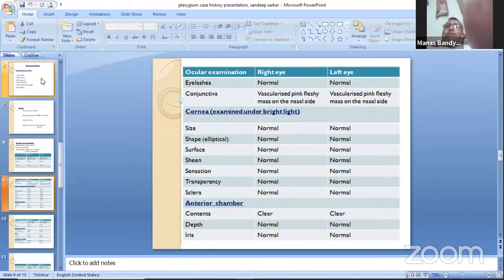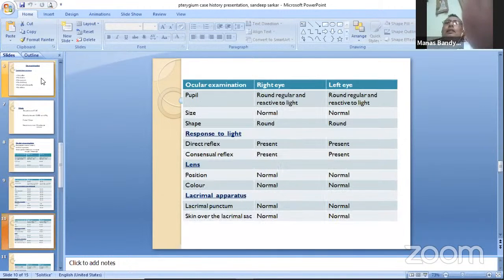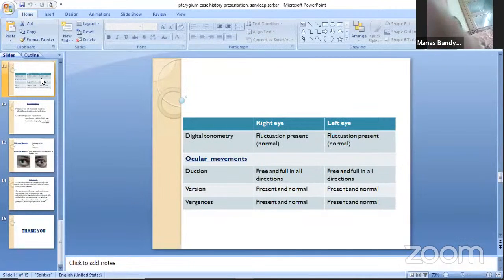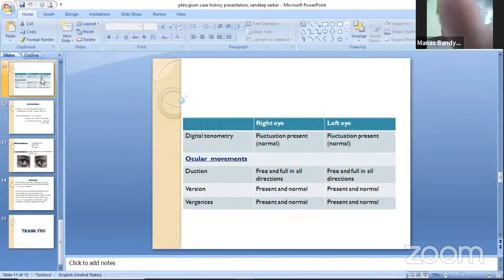Yes. Okay. Please proceed. The next one. Okay, the next. Next, please. In digital tonometry, just a minute. The earlier one. Yes.